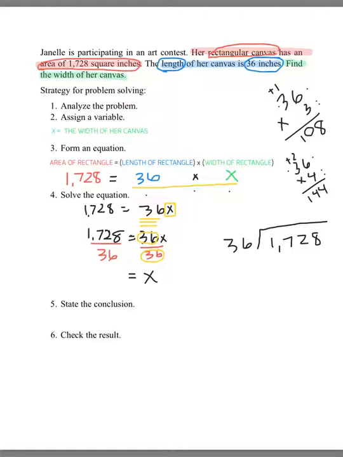Let's see. What if we were to try 5? So let's do 36 times 5. Let's see what that gives us. So we'll do 5 times 6. That gives us a 30. We'll bring down the 0, make a note to add 3. So now we're going to do 5 times 3. That's going to be 15. Plus the 3 up above, that's going to give us an 18. So 36 times 5 gives us 180, which is bigger than 172.